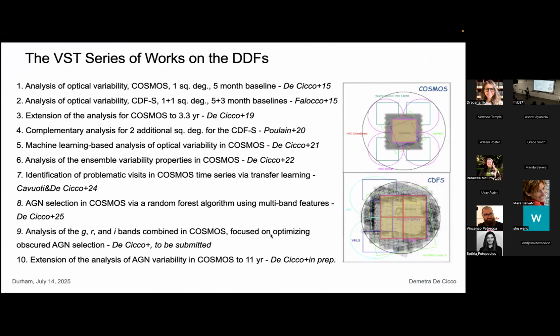I assume and I hope that most of you have at least heard about this series of works that are focused on two of the deep drilling fields, the Cosmos field and the Chandra Deep Field South, and that have been led by our group in Napoli. We focused on finding AGN via optical variability. At the beginning, we adopted a more traditional approach. At some point, we switched to machine learning. There are also some works that characterize our sources, investigating their structure function and their properties.